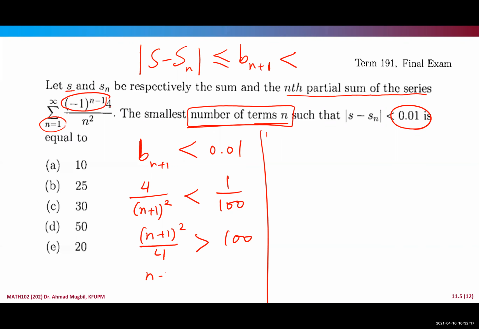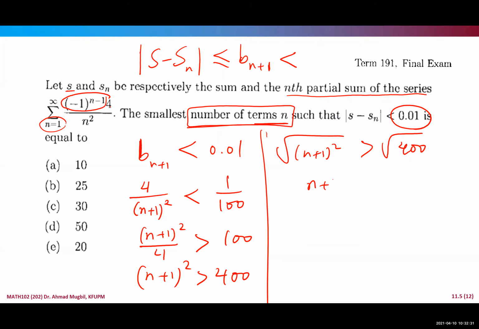Multiply by 4, it will be greater than 400. Now take the square root of both sides. N plus 1 all squared greater than the square root of 400. Since n plus 1 is positive, no need for absolute value. So you will have n plus 1 greater than the square root of 400, which is 20. So n is greater than 20 minus 1, greater than 19. So it is 19, yeah.